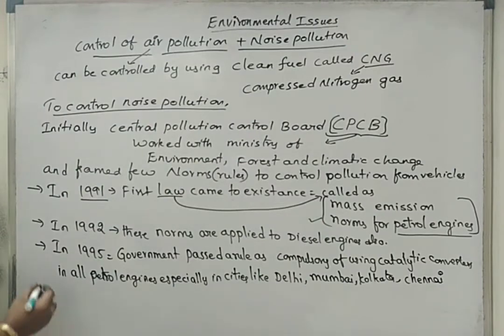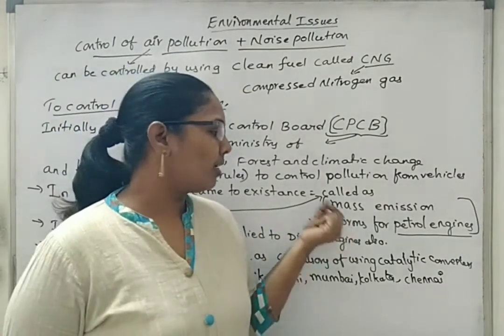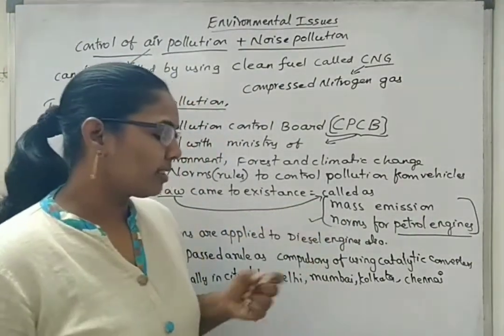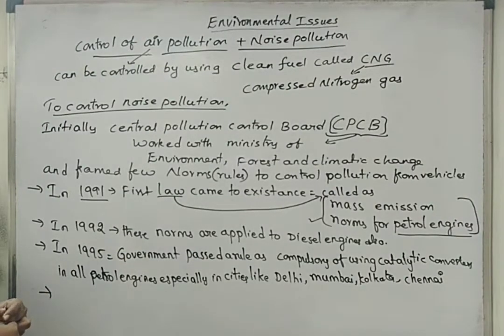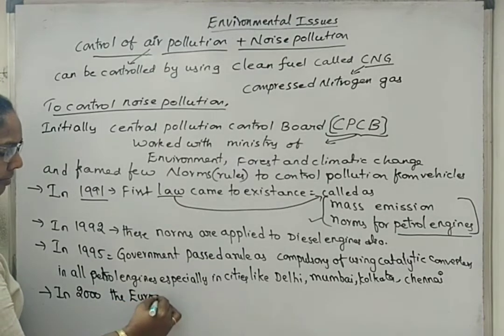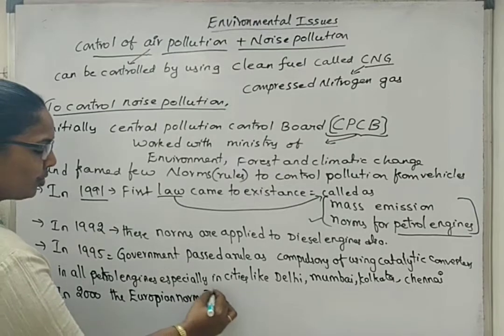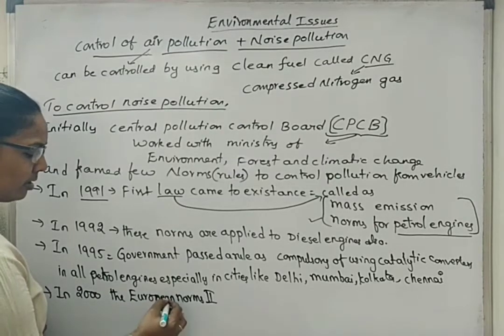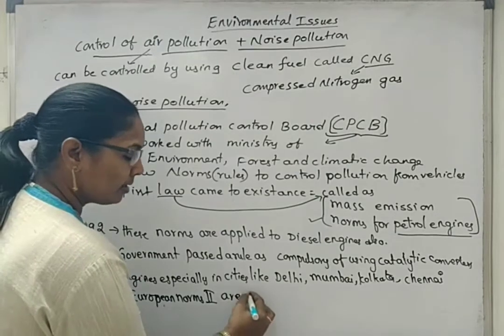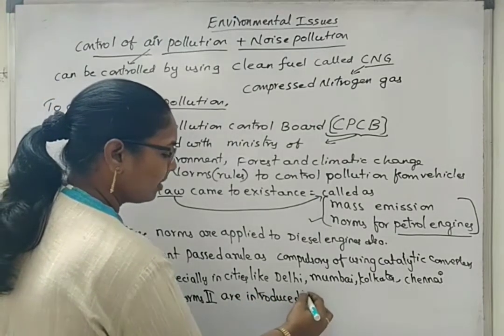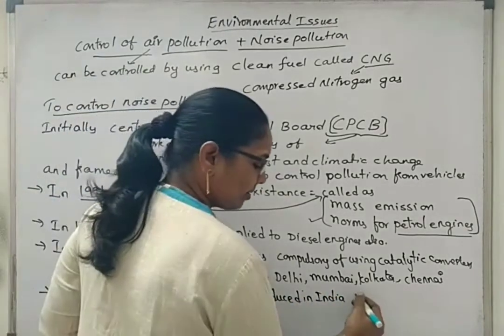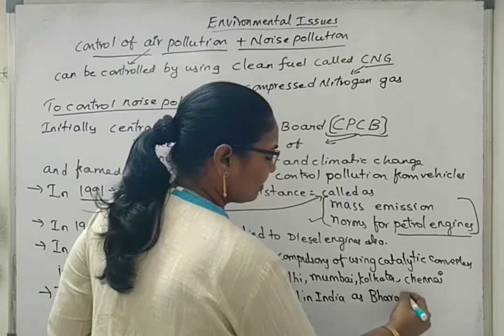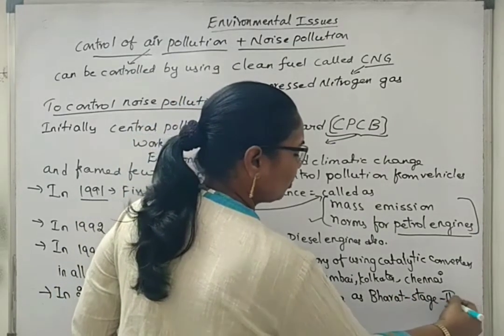Now, these mass emission norms were later added with some of the norms of the European government in the year 2000. So, in the year 2000, the European norms too, because there are many norms of the European government to control pollution, were introduced in India as BHARAT Stage 2 norms.